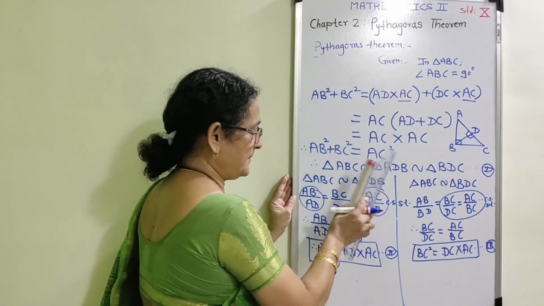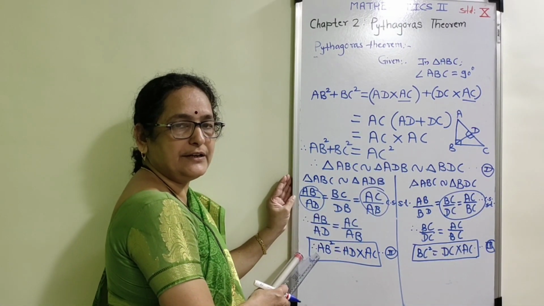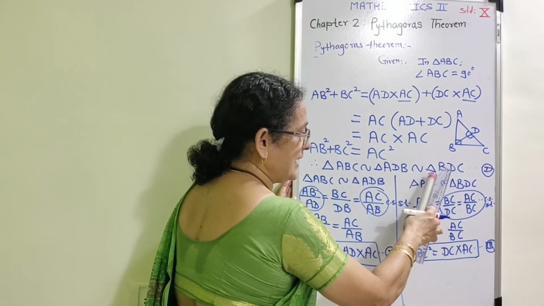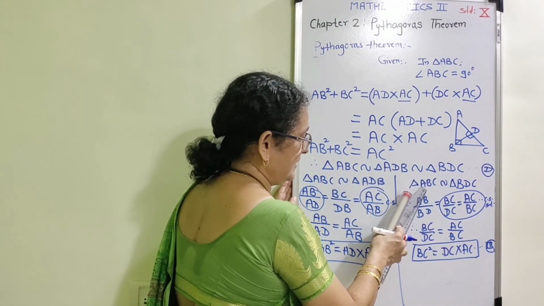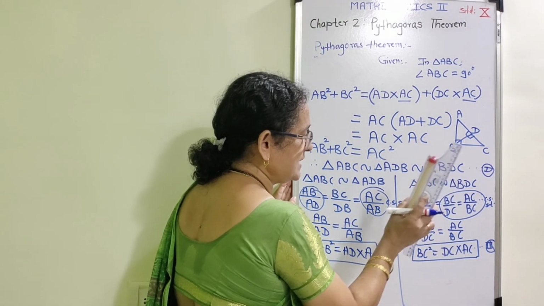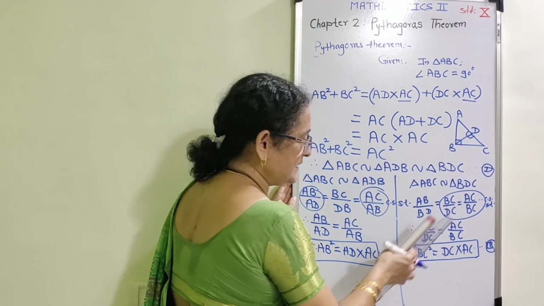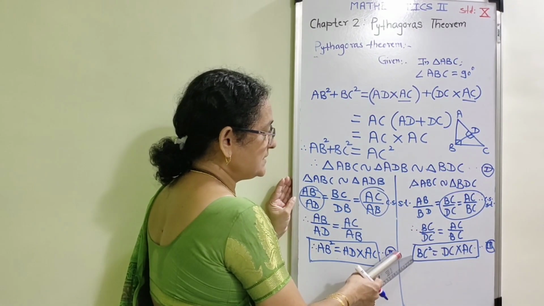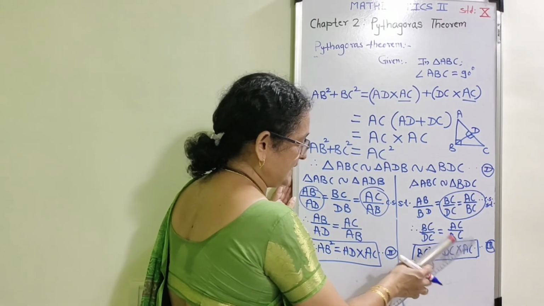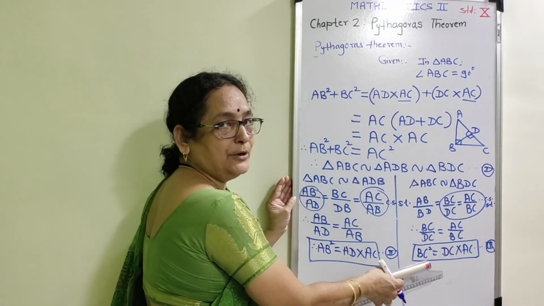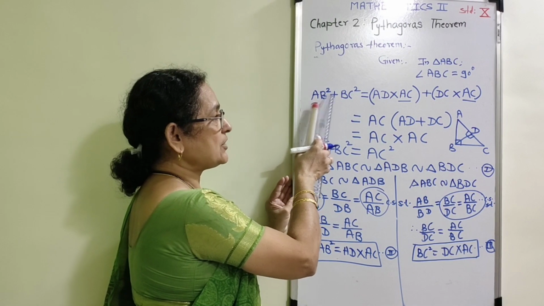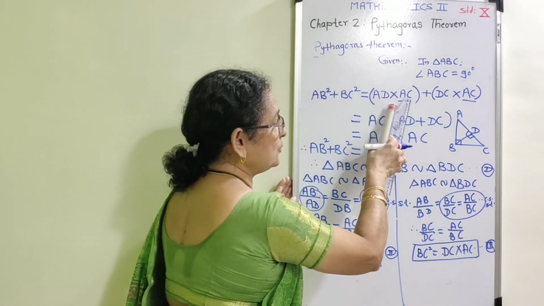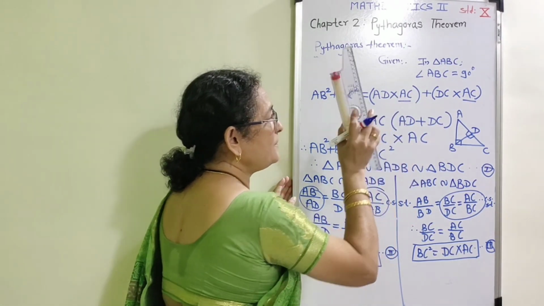First take this pair, find out the expression related with the side AB square. Then take the first bigger triangle and the last smaller triangle, that is triangle ABC similar to triangle BDC, and write the corresponding sides. Now write the two sides where you will get BC square. BC square is equal to BC into AC. Then add statement number 2 and 3, you will get this expression. At this step, please remember that this is the product of 2 and this is the addition of two brackets.